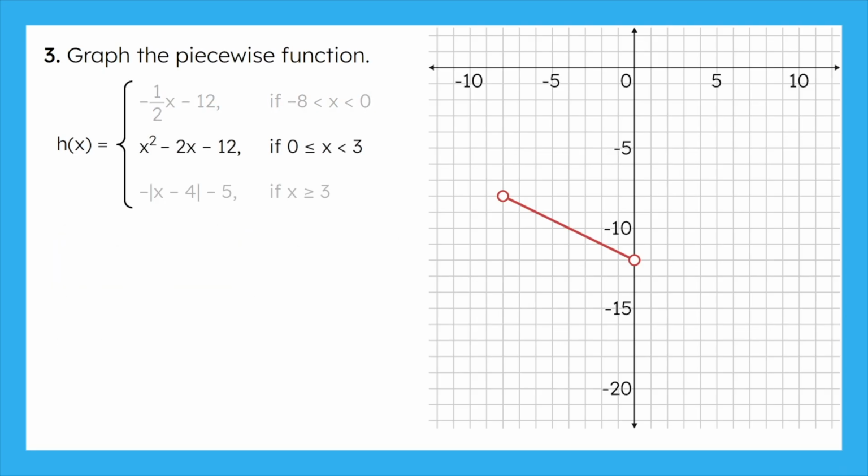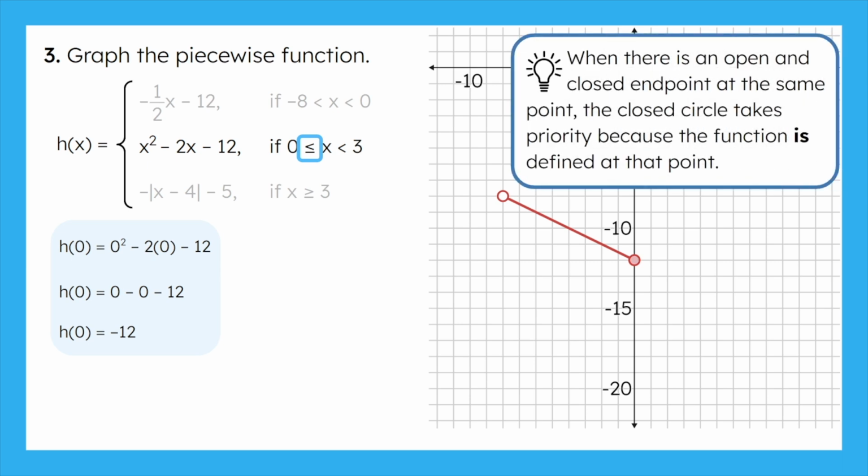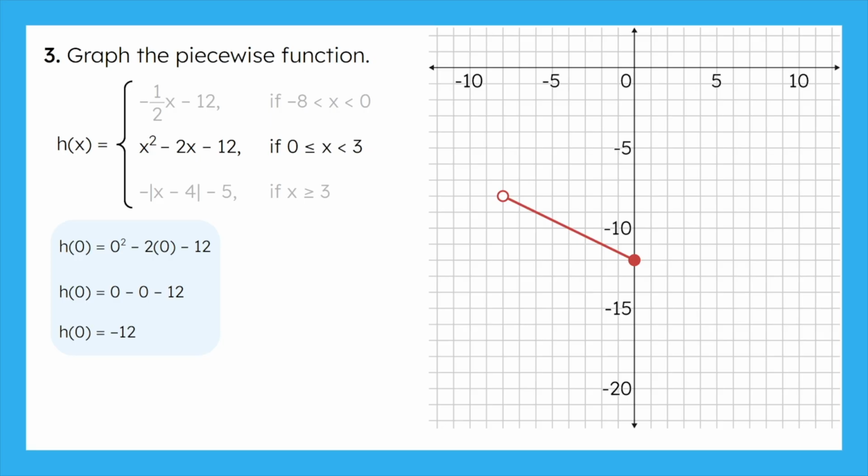Moving on to the second piece, it also has an endpoint at (0, -12), but with a closed circle instead. What do you think we should do here? In cases like this, with an open and closed endpoint on the same point, the closed circle takes priority because the overall function is defined at that point. It doesn't matter which interval it comes from. Moving along, the other endpoint for the second piece is at (3, -9), plotted with an open circle.